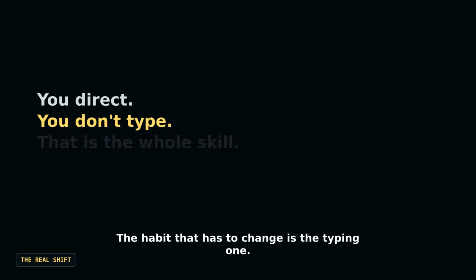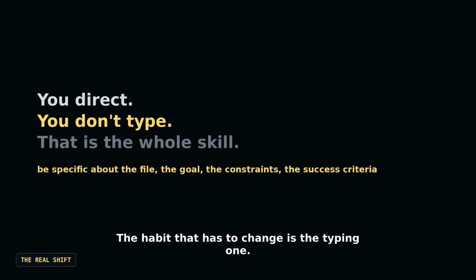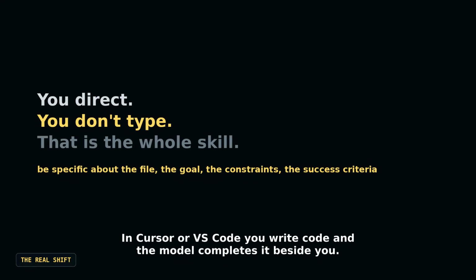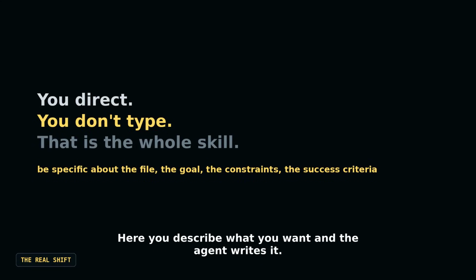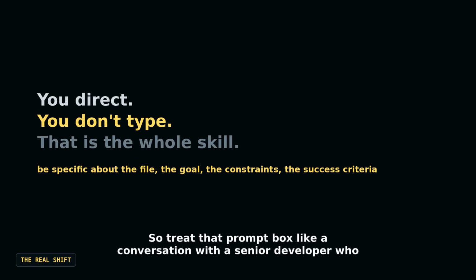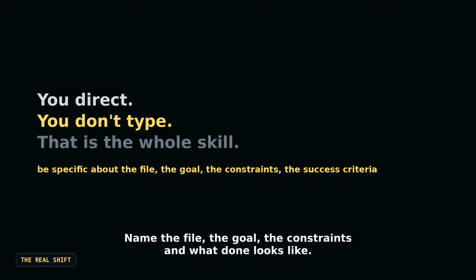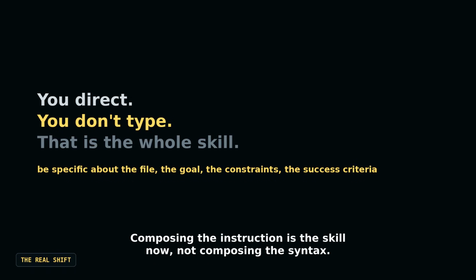The habit that has to change is the typing one. In Cursor or VS Code, you write code, and the model completes it beside you. Here you describe what you want, and the agent writes it. So treat that prompt box like a conversation with a senior developer who has no context yet. Name the file, the goal, the constraints, and what done looks like. Composing the instruction is the skill now, not composing the syntax.